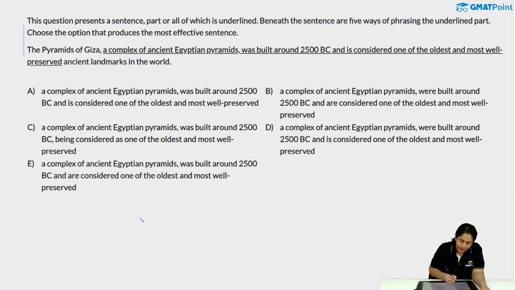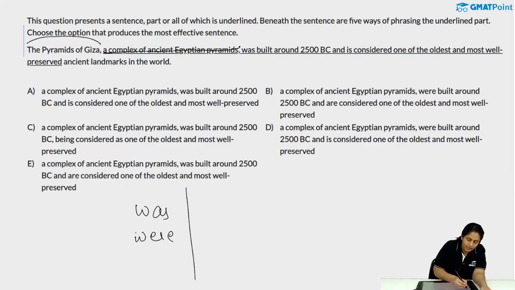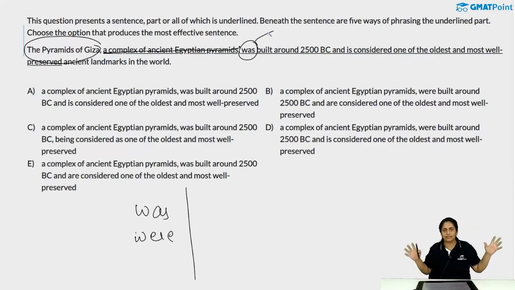Was built. So first split we have is between was and were. So what is being described over here? This modifier can be removed completely. That is essentially separating the subject, which is the pyramids of Giza, from the verb, which is was. So pyramids of Giza is essentially multiple pyramids. It is several structures. Many pyramids are there.